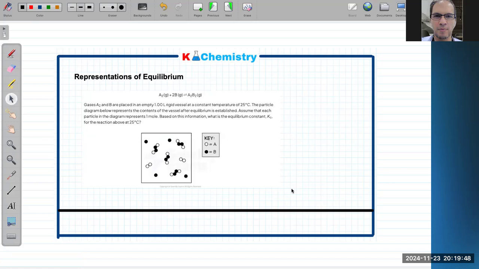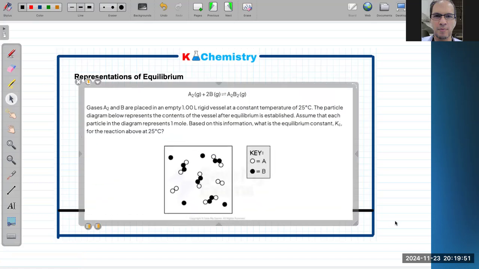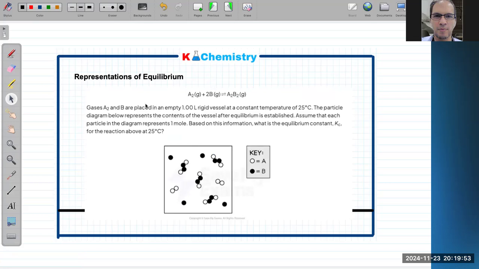So A2 here has reacted with 2B to form A2B2. The gases A2 and B are placed in an empty 1 liter rigid vessel at constant temperature. The particle diagram represents the content of the vessel after equilibrium is established. So this drawing is shown at the point where the equilibrium is already reached. So I have A2 and 2B. Based on this information, what is the equilibrium constant Kc for the reaction above at 25? If you want to find the Kc, you need to find the concentration of the products and the concentration of the reactants.